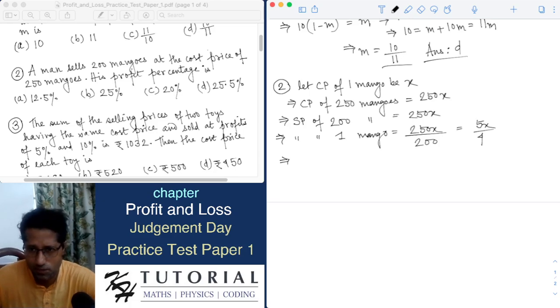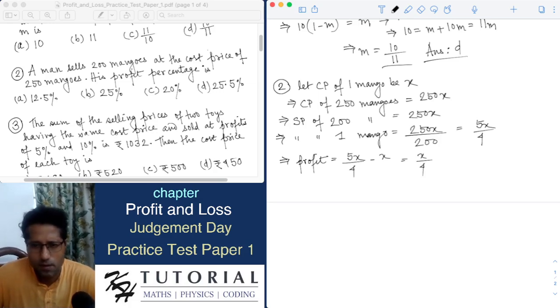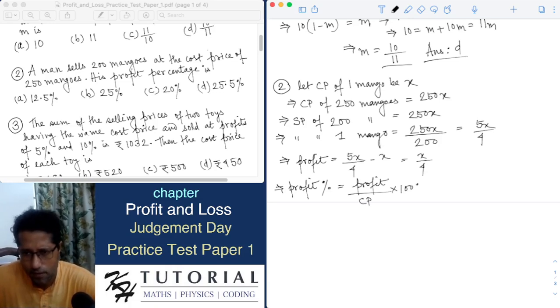So this implies, since 5x by 4 is greater than X, there is a profit. Also it is asking the profit percentage. So profit equals 5x, which is the selling price of one mango, minus the cost price of one mango, which is X. This equals X by 4. This implies the profit percent is profit divided by cost price multiplied by 100 percentage.